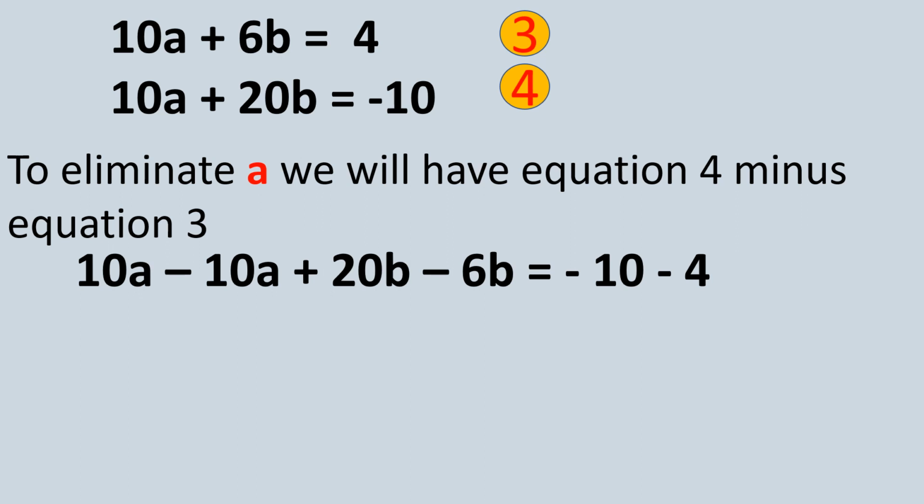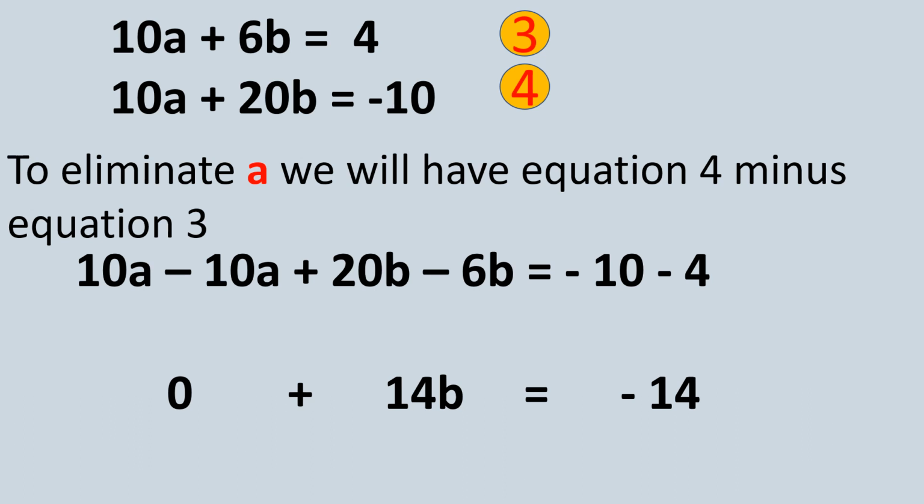So on the right hand side we have the constant terms. We now have equals minus 10, that is in equation 4, subtracting the constant term in equation 3, which is 4. So minus 10 minus 4. If we simplify this further, 10A minus 10A will give us 0.